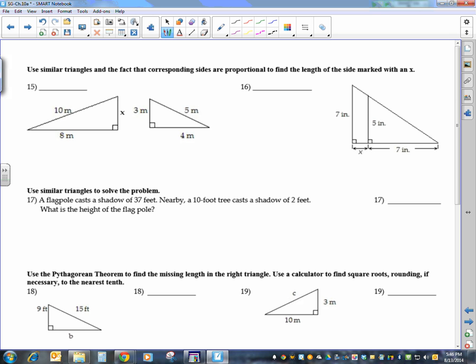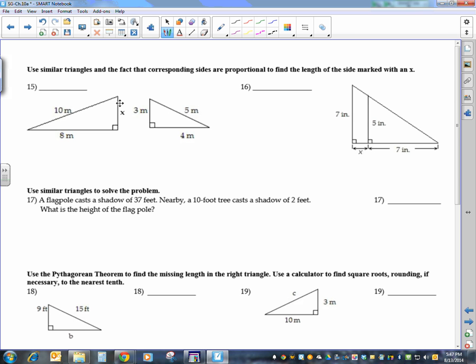Okay, moving along. Use similar triangles. So we've got similar triangles. We're going to be using a ratio, most likely, and the fact that corresponding sides are proportional, that's an equality of two ratios, to find the length of the side marked with an X.